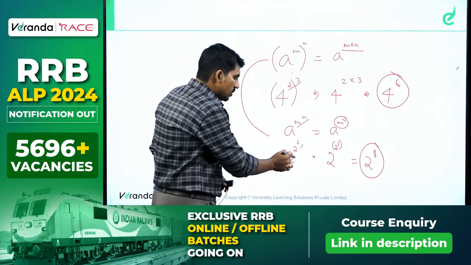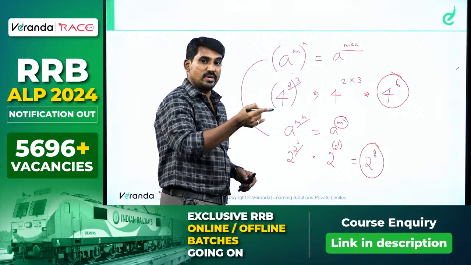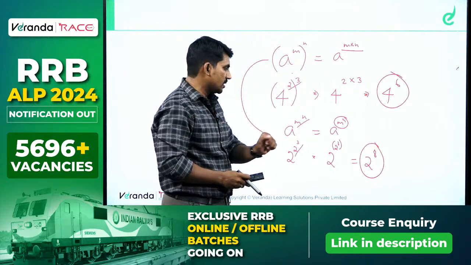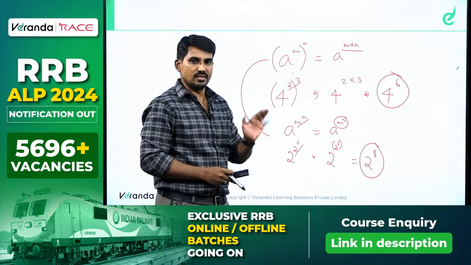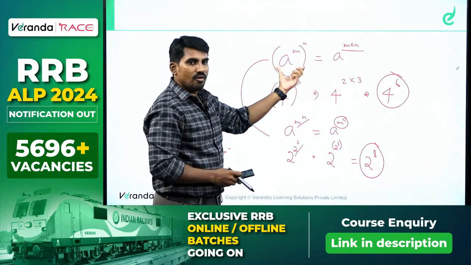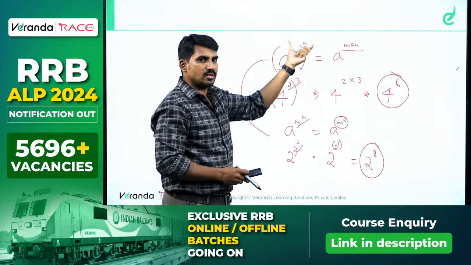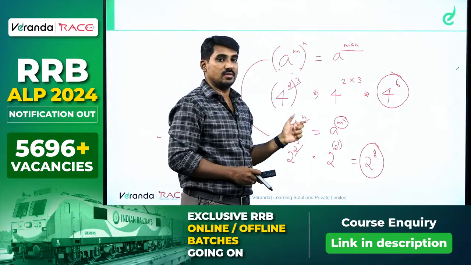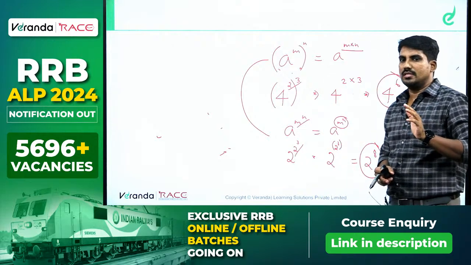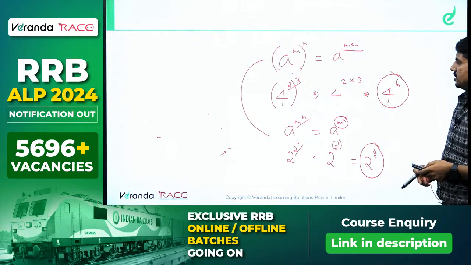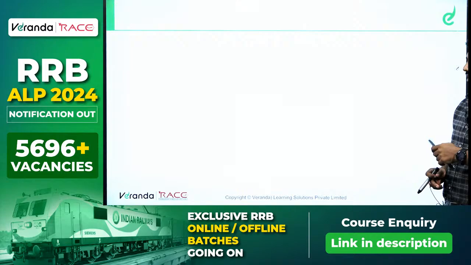See, 2, 3 means what is the value? 2 into 3 means 6, but we are not taking 6. Listen carefully, 2 to the power 3, 8, we are taking. This is the difference between a power m in brackets then n, and without brackets. This difference we should know. Clear? So these are the basic things.